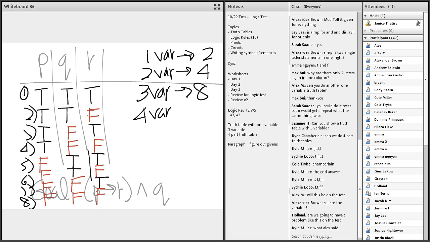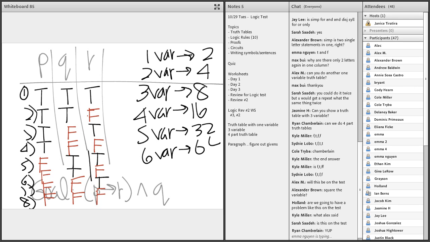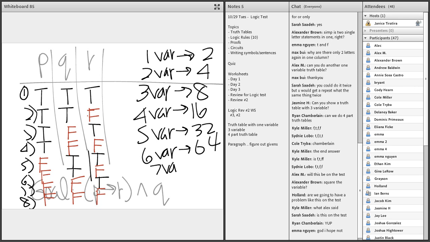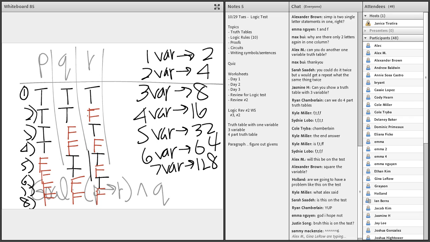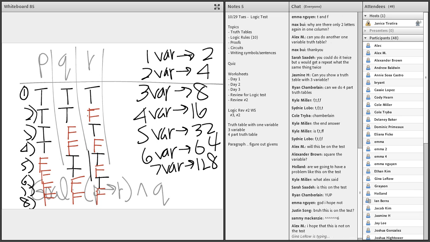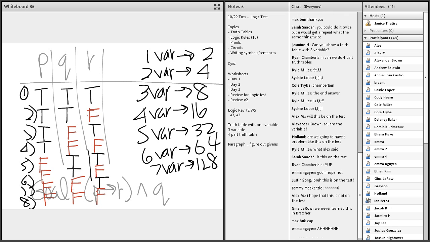If you have 4 variables, oh my gosh, we'll have 16 situations. 5 variables, 32 situations. 6 variables, 64. I don't think we'll ever go that far. We're not going to go too advanced, but I think you see a trend. It's multiplying by 2. It's on the test. Who knows? What if it is? Oh, but anyway, let's go back to just the general idea.